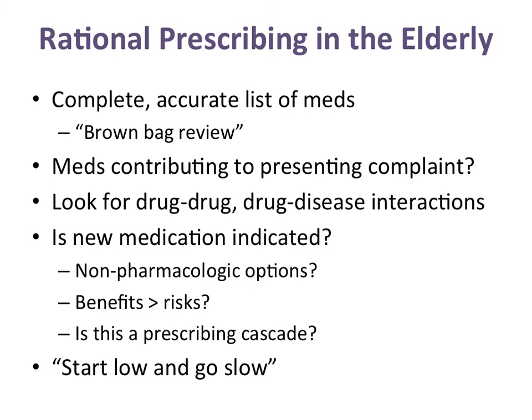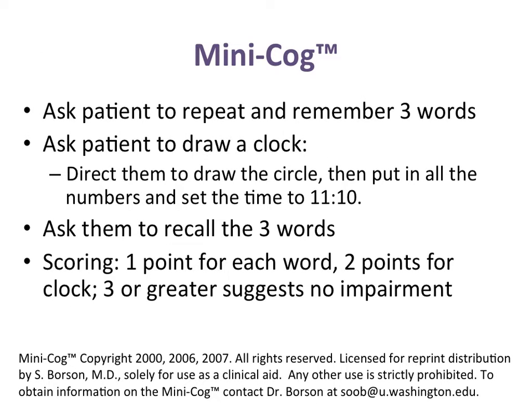Here's a quick review of the essentials of rational prescribing in the elderly. You need to do your brown bag review to make sure you know exactly what the patient is taking and how. You should think about whether medications are contributing to the patient's presenting complaint. Look for drug-drug and drug-disease interactions. Ask yourself if the new medication is truly indicated, whether there are non-pharmacologic options, do the benefits outweigh the risks, and is this a prescribing cascade? When prescribing in the elderly, start low and go slow: starting at a low dose and increasing slowly is the rule. This patient would also benefit from a brief cognitive screen.